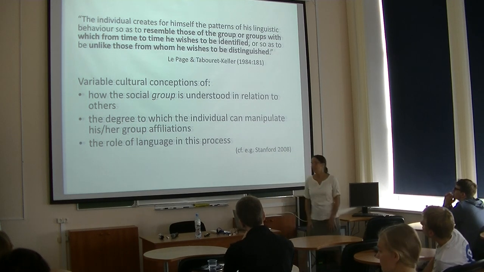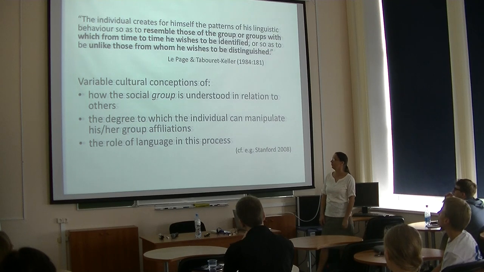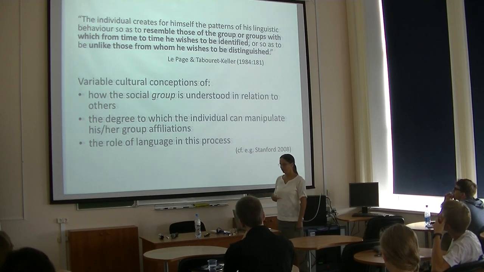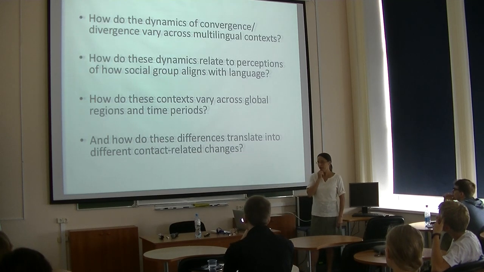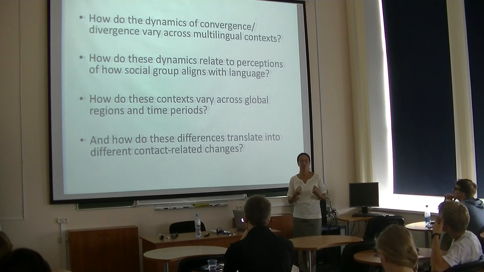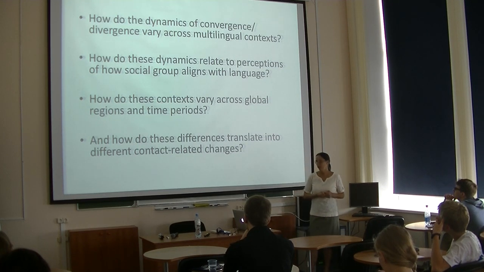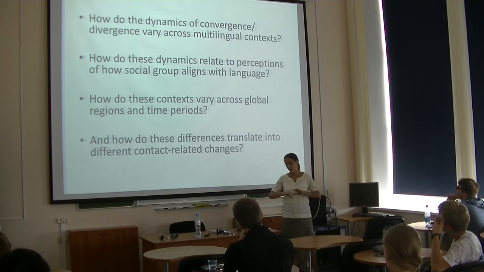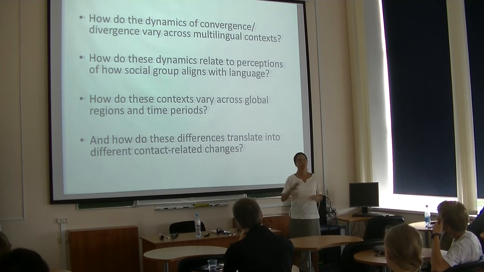So some of the things that may vary: how the social group is understood in relation to others, the degree to which individuals are able to manipulate their affiliations, and the role that language plays in that process. So these are things that we see varying across different contexts. So from that perspective, we can ask questions like, how do the dynamics of convergence and divergence vary across different multilingual contexts? How do these dynamics relate to the way people see the relationship between social group and language? And how do we get these contexts varying as well as their dynamics across global regions and across time periods?